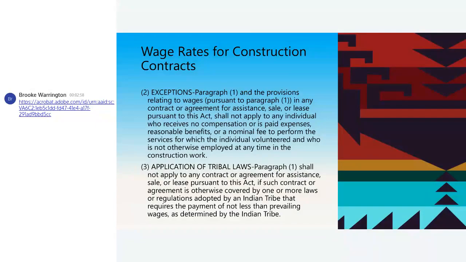So paragraph 1, your provisions relating to wages, any contract or agreement for assistance, sale or lease pursuant to the Act shall not apply to any individual who receives no compensation or is paid expenses, reasonable benefits, or a nominal fee to perform the services for which the individual volunteered, and is not otherwise employed at any time in construction work. So there are a couple of exceptions there.